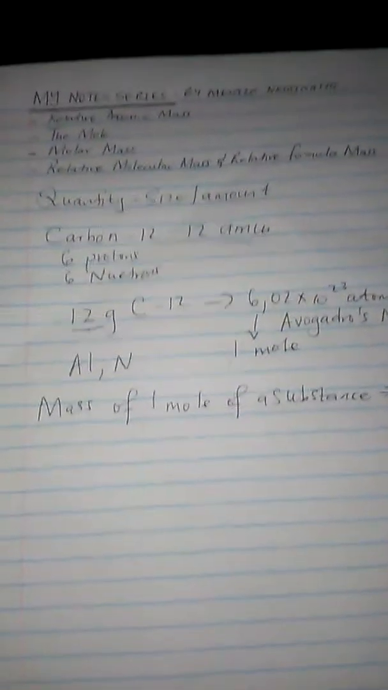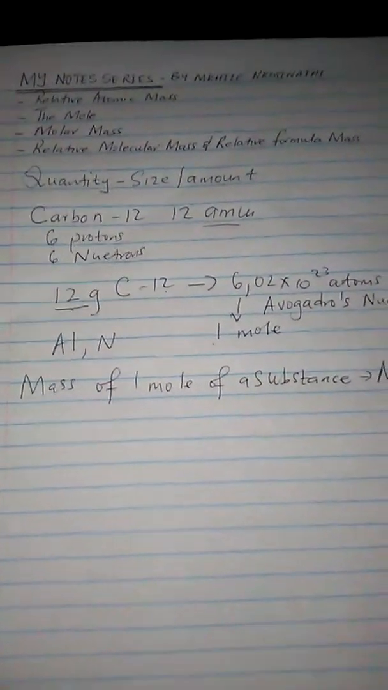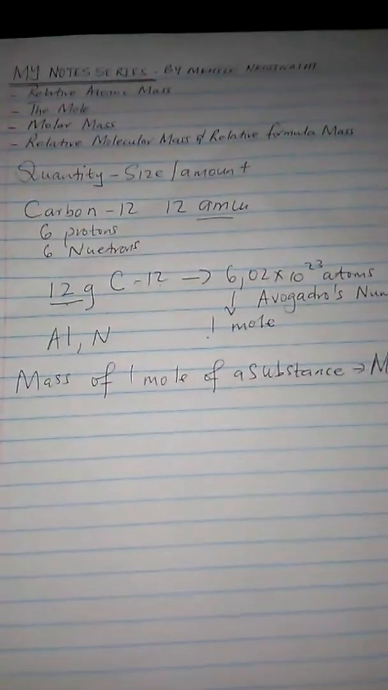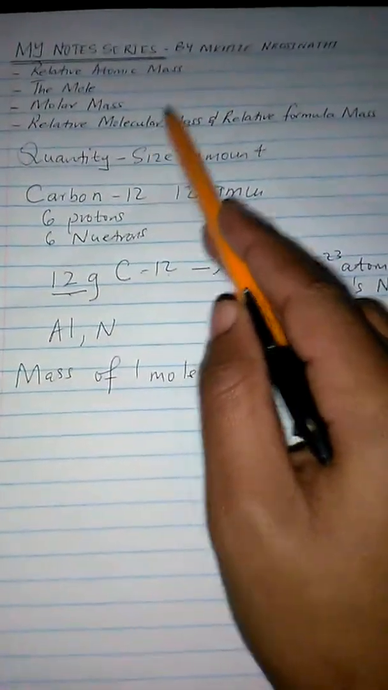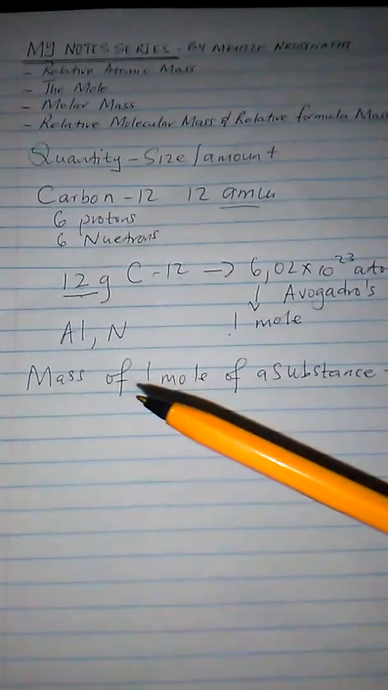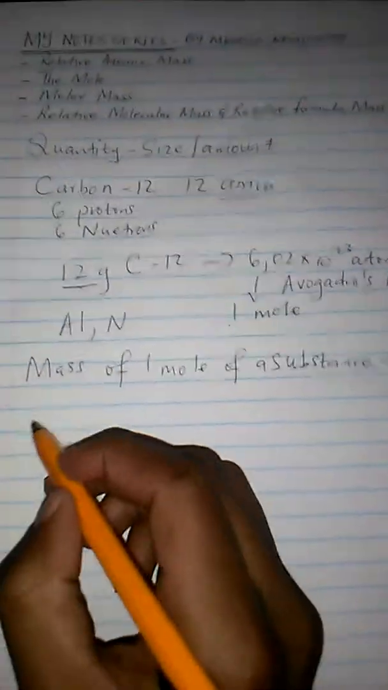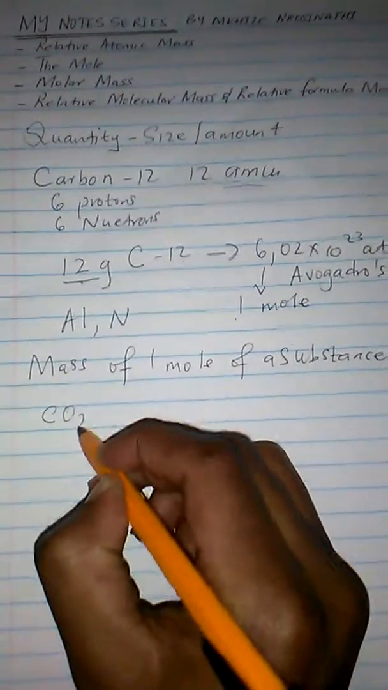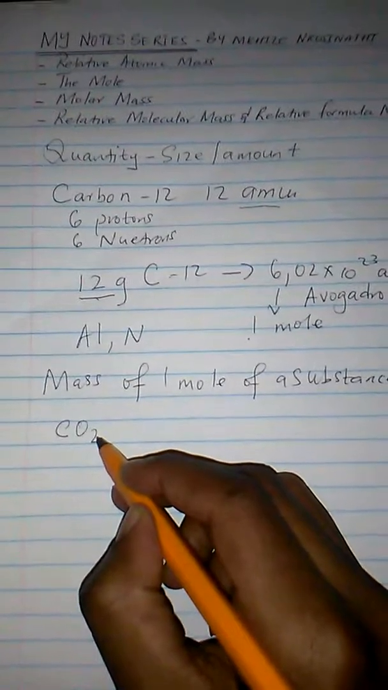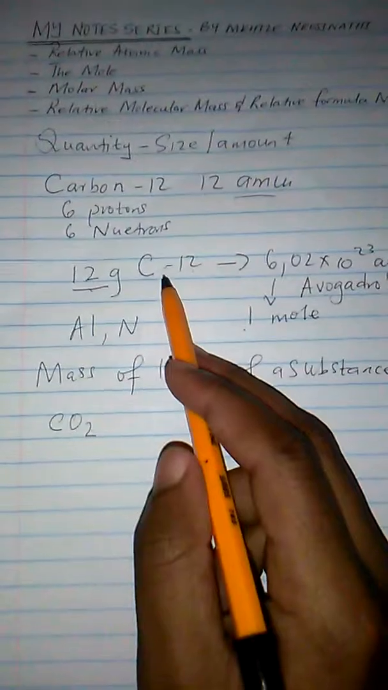So now they had the molar mass, they had the mole, and they had the relative atomic mass. Now the only thing that was left was the relative molecular mass and the relative formula mass. This is actually an easier concept now that we have spoken of relative atomic mass. So if for instance you have carbon dioxide, carbon dioxide is made of carbon and 2 atoms of oxygen. So everything is measured in relation to carbon 12.